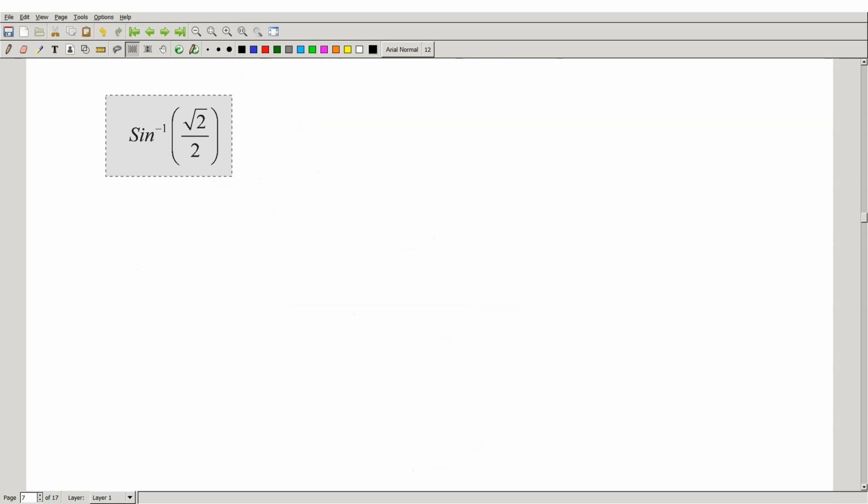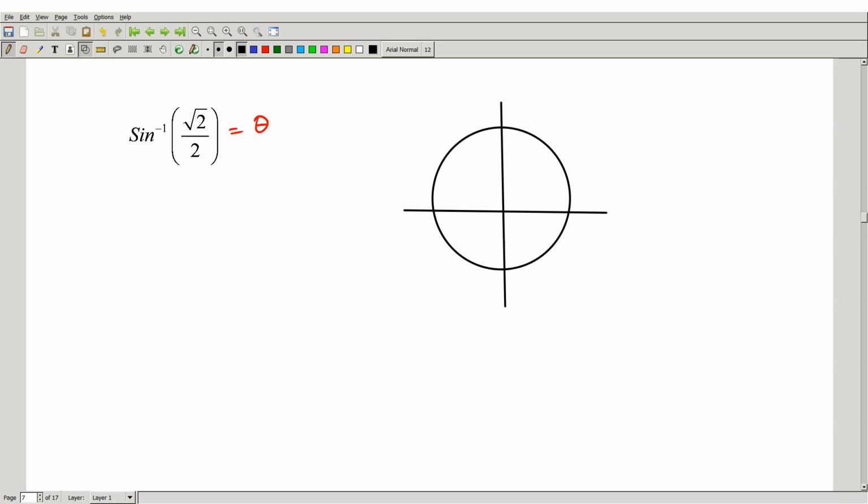All right, so let's try some of these problems. So let's say, what is the inverse sine of root 2 over 2? So we're trying to figure out which angle is that true for? So if we think about our unit circle, we have our unit circle, what we're trying to do is figure out where on the unit circle is the y value root 2 over 2? Where is the sine value root 2 over 2?